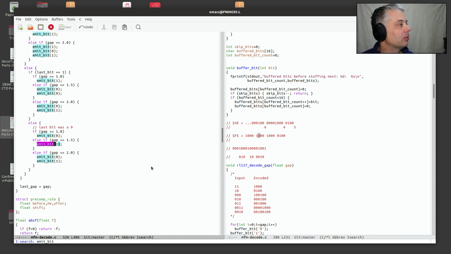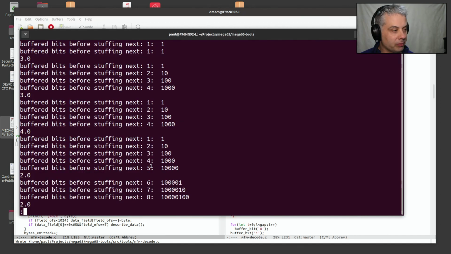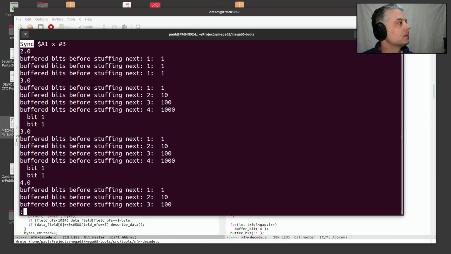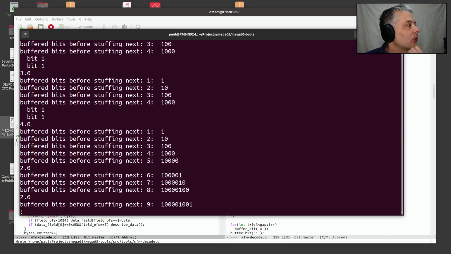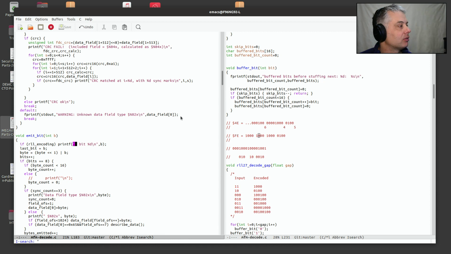Where's our emit bit so that we can enable some debugging in that? If RLL encoding, show the bits as well. Okay, so here comes bits. We get the 1 1, the 1 1, and then indeed this next one is not matching. Now it should match because the prefix is correct.